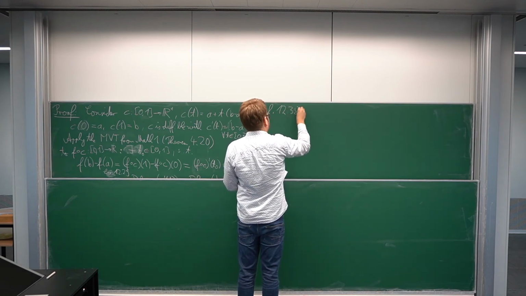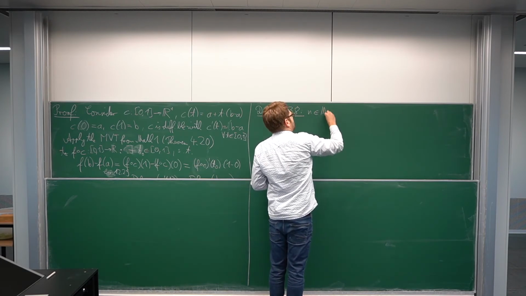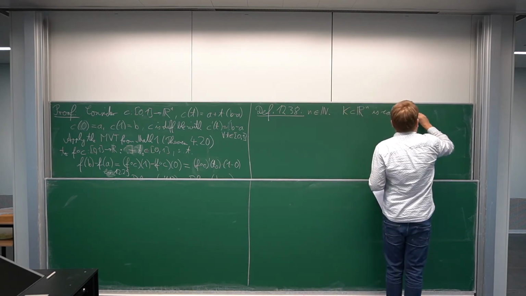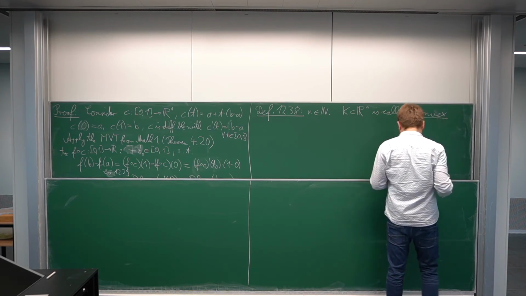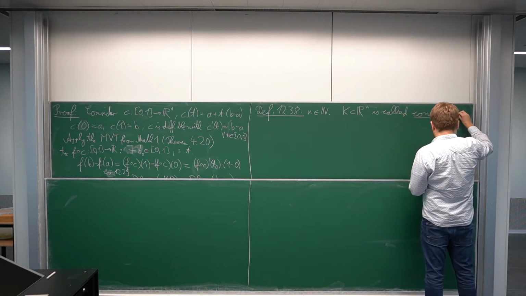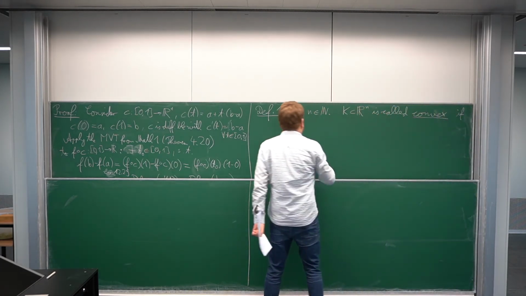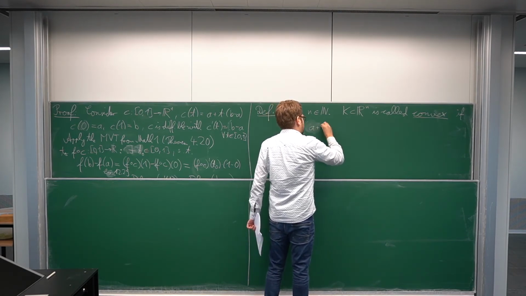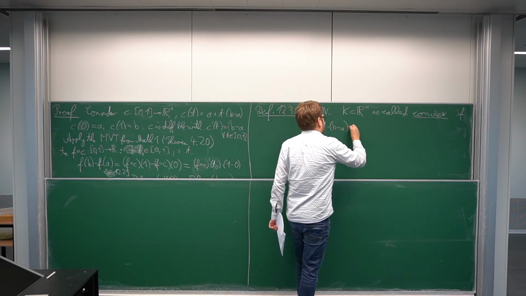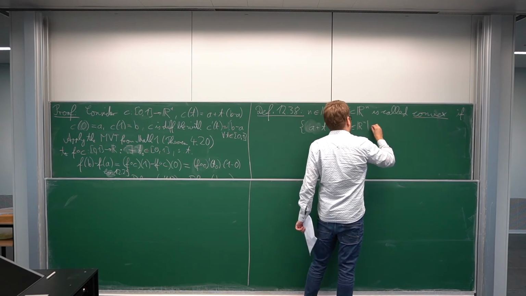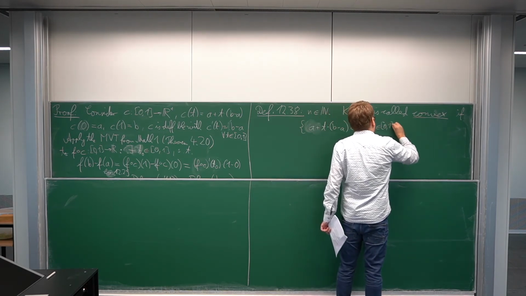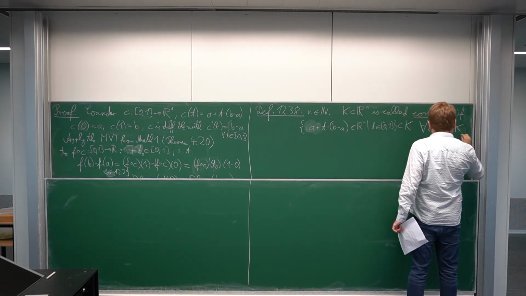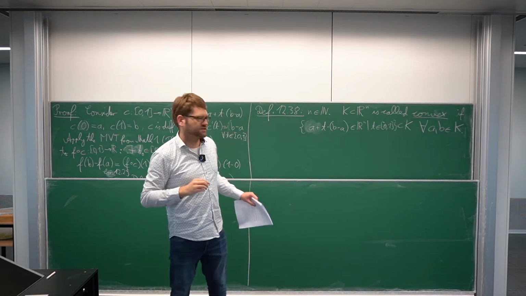Definition 1238. Let n be a natural number. A subset K of Rn is called convex if for any two points the line segment is included. So if the set A plus t times (B minus A) in Rn, t in [0,1], is again in K, and if this is the case for all A and B in K. So for all two points, the line segment connecting them is also included.